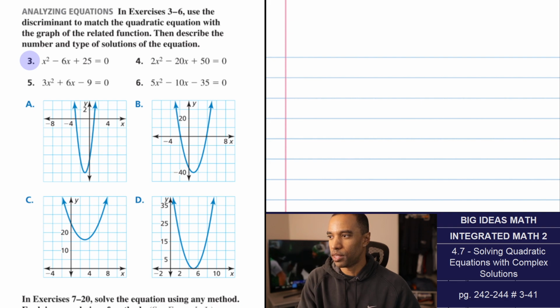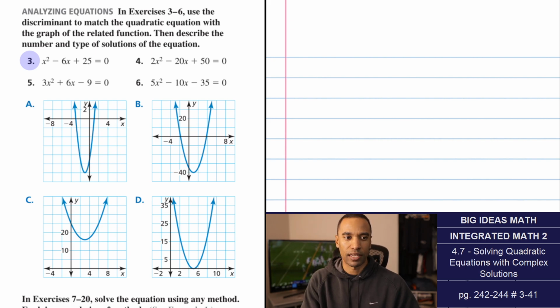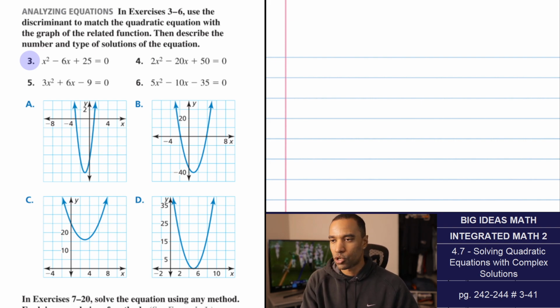We are going to start with, and I got to figure out where I'm going to write, numbers 3 through 6, where we use the discriminant to match the quadratic equation with the graph of the related function, then describe the number and type of solutions of the equation. Now, they say use the discriminant to do this.